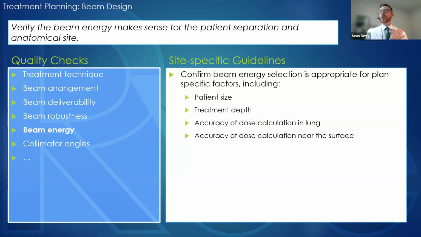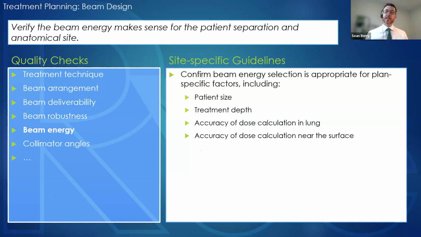Of course, also, if your disease is near the skin, you want to use a lower energy since the width of the buildup region increases as the energy increases. But for simple beam arrangements like APPA, 2 or 3 field beam arrangements, you may want to use a higher energy to account for the patient's size or to minimize hotspots.